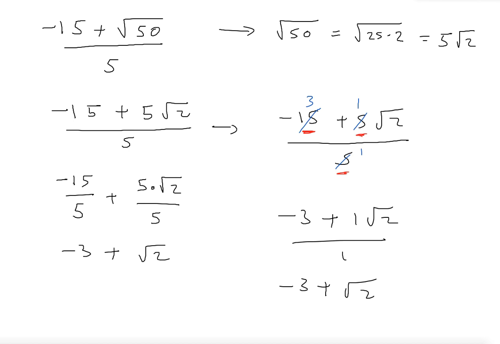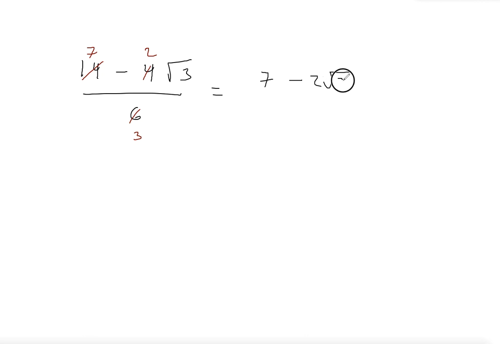Actually, let me just do one more of those. I'm just going to make one up real quick. Let's say just the reduce part at the end. So let's say I had 14 minus 4 root 3 over 6. If I do the same idea, 14, 4, and 6, those are all divisible by 2. And so this would be 7, 2 would go into there twice, 2 would go into there 3 times. So then my reduced form, my answer would be 7 minus 2 root 3 over 3.